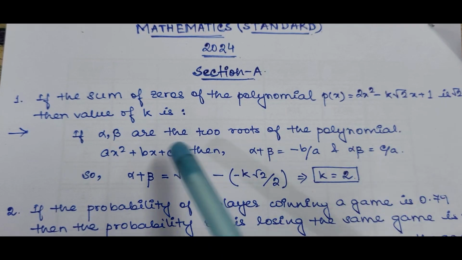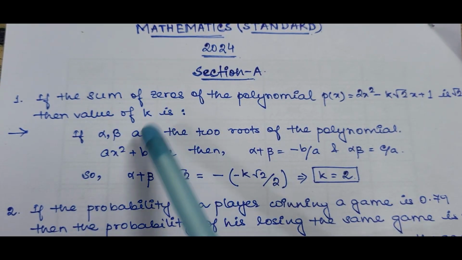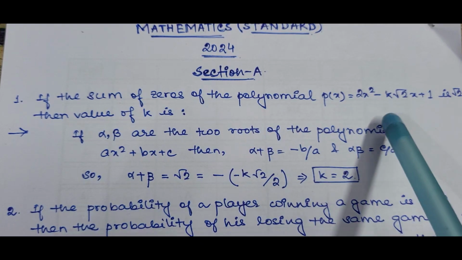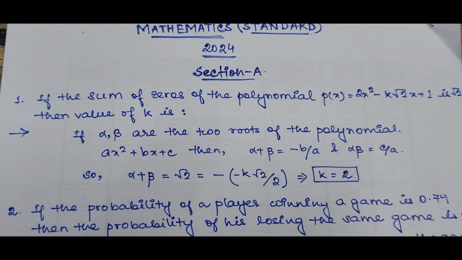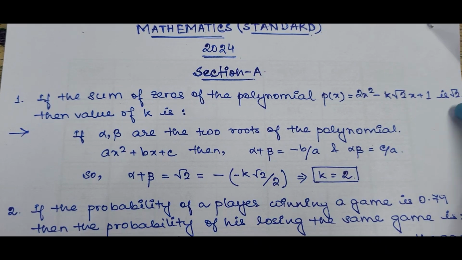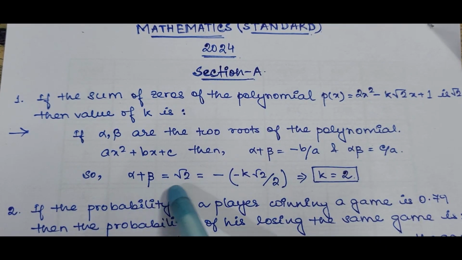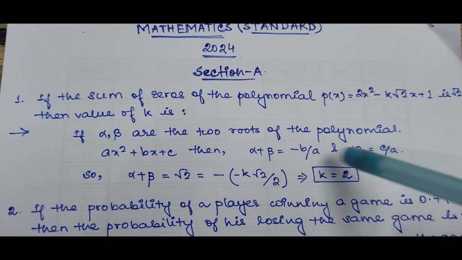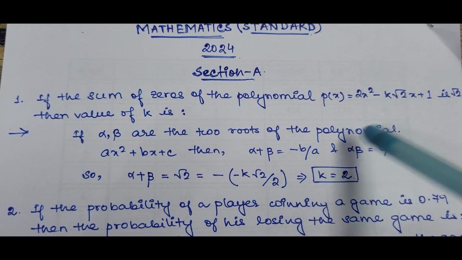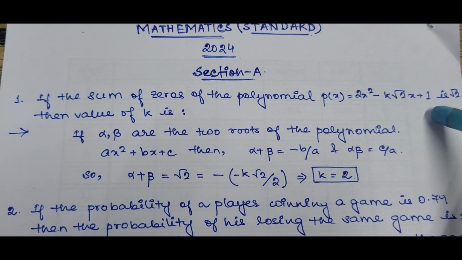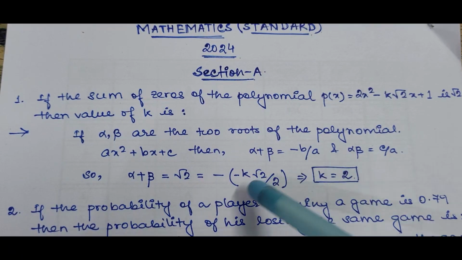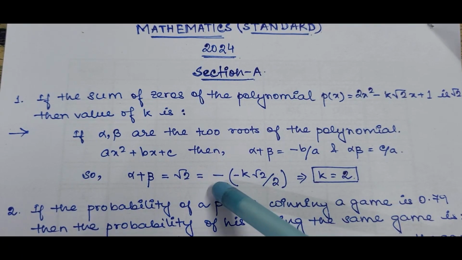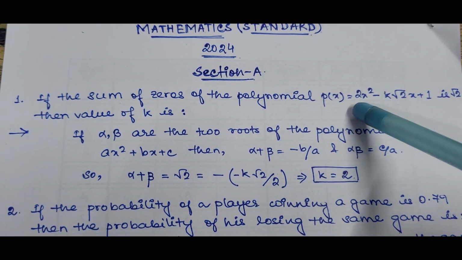Okay, now given to us is that the sum of the roots, that is, if we assume that alpha and beta are the two roots of this polynomial, then alpha plus beta is equal to root 2. Again, it is also minus b by a. So of this polynomial, b is minus k root 2, with a minus in front, and a is 2.